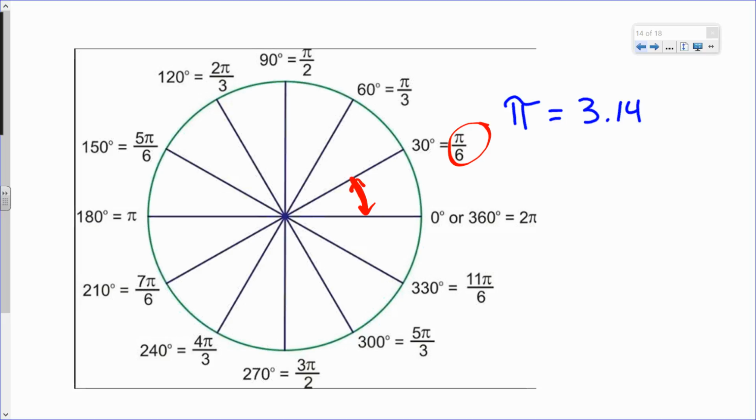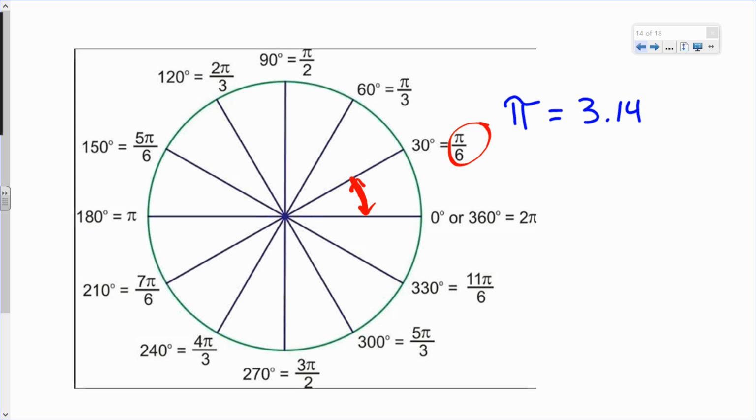Okay? 60 degrees is pi over 3 radians. 90 degrees is pi over 2 radians. And so on. Look at pi radians. Look, pi is exactly 180 degrees. It's actually pi exactly.